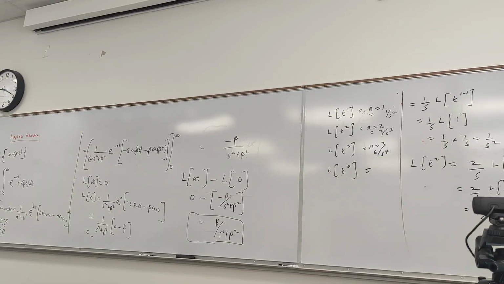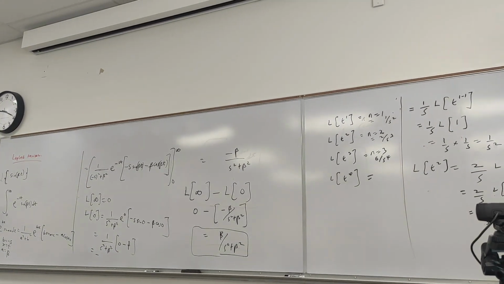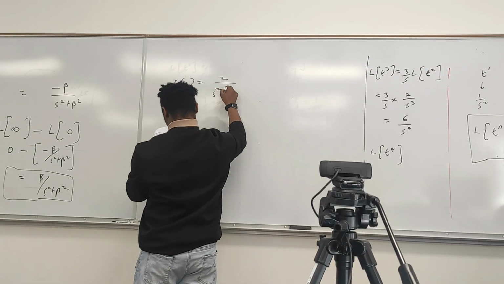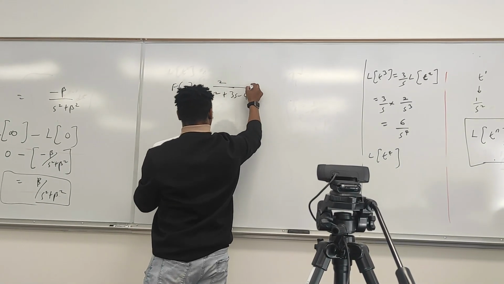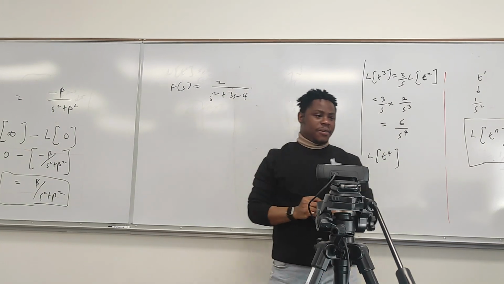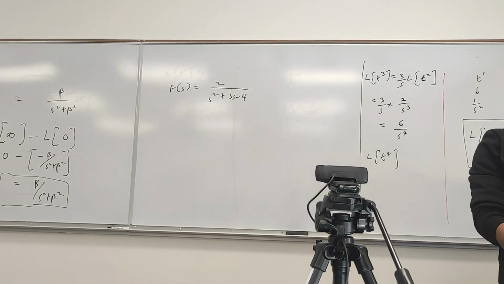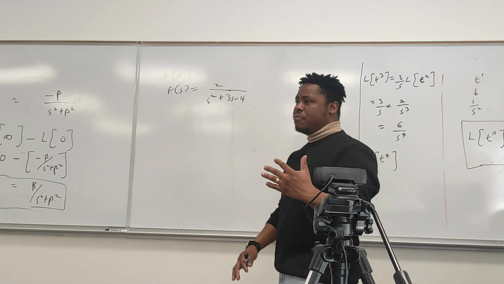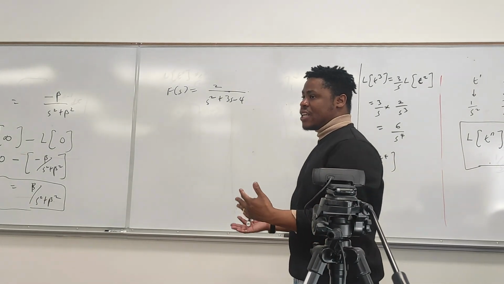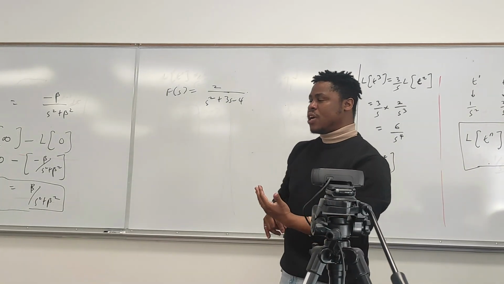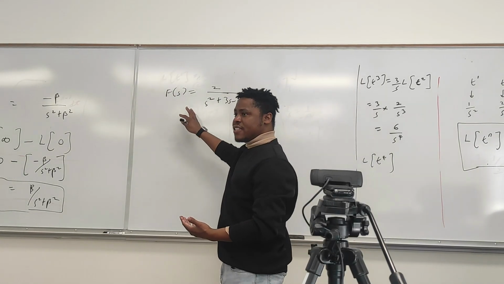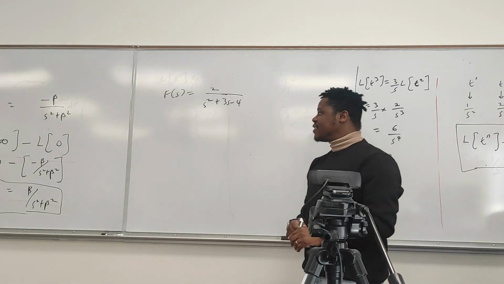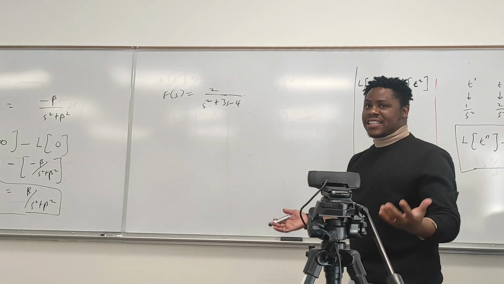Question before we move to the inverse. F of s is equal to 2 over s squared plus 3s minus 4. No matter what happens, keep your notes on Laplace transform. What we've been doing is moving from the time domain to the Laplace domain. Now we want to do the opposite. We want to move from f of s, the Laplace domain, to f of t, the time domain. There are several ways to do it.